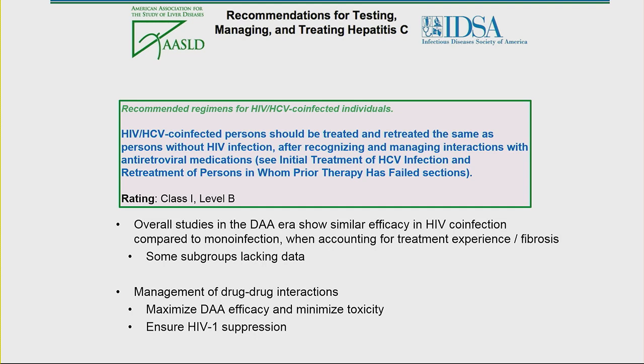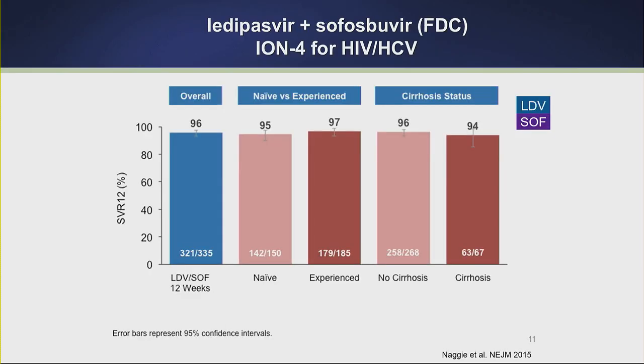And really, the summary of the data are that HIV patients respond exactly the same with the same patient characteristics. Like if you take a cirrhotic, naive patient who's mono-infected and co-infected and apply the same medication, you get the same results. And so this recommendation from the AASLD-IDSA joint recommendation suggests that you can use data even when you don't have data, particularly for co-infection, you can look up data. And of course, management of drug-drug interactions remains key.